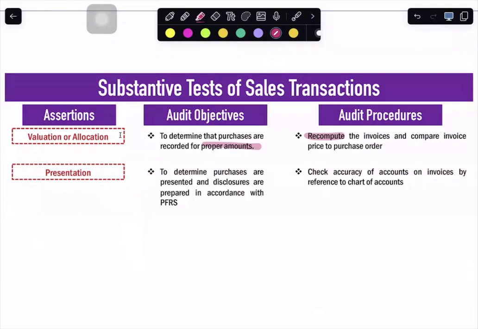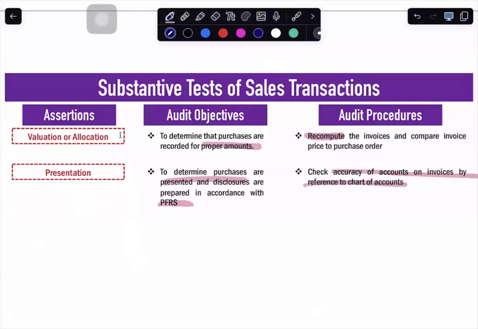Lastly, presentation. This talks about presentation and disclosure in accordance with the PFRSs. So what would be our audit procedure? You check the accuracy of accounts on invoices by reference to the chart of accounts. If you still remember, the TOC here is that there must be a proper chart of accounts and account coding. So to check that through substantive tests, you look only at the accuracy of accounts based on the chart of accounts.